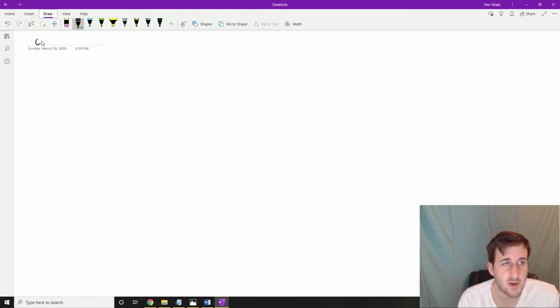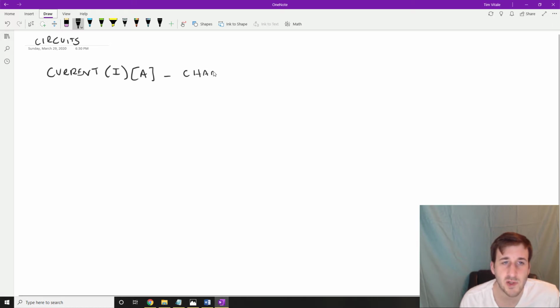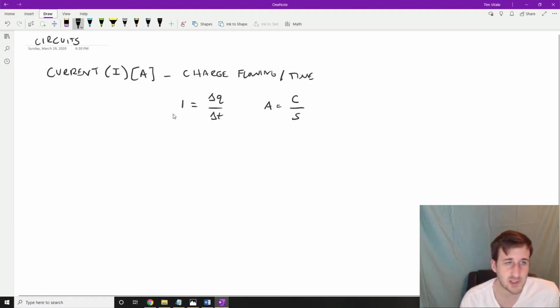So the first thing we need to know about circuits is that we need to understand the definition of current. Whenever you see a capital I in an equation, that's current, and we measure current in amps, which is capital A. And it's basically just how much charge is flowing per time. So the current is equal to the change in, or a flow of charge per time. And so 1 amp then is equal to a coulomb per second. That's just definition stuff, all right?